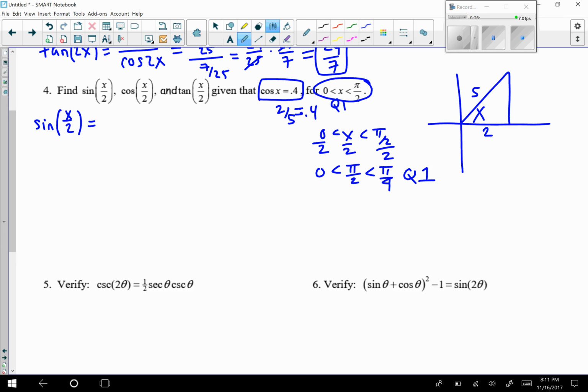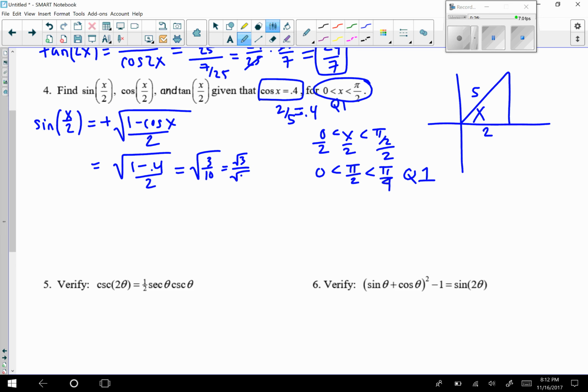So for the sine of x over 2, we're using the positive answer, so this would be plus the square root of 1 minus cosine x over 2. Cosine x is equal to 0.4, so we would get 1 minus 0.4 over 2. You can just plug that into your calculator, hit the math fraction key, and you get 3/10. Of course, we don't like to have fractions underneath radicals. So that becomes root 3 over the square root of 10. Then rationalize that by multiplying by root 10 over root 10, and you would get root 30 over 10. That's my answer for the sine half angle identity. Then, of course, I can do the same thing for the cosine.